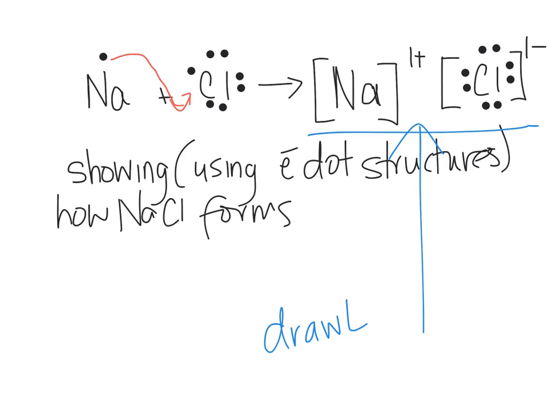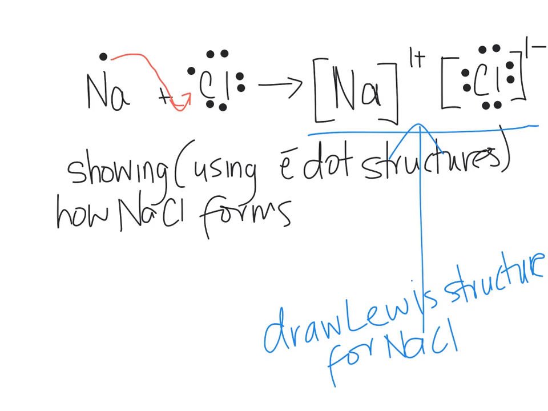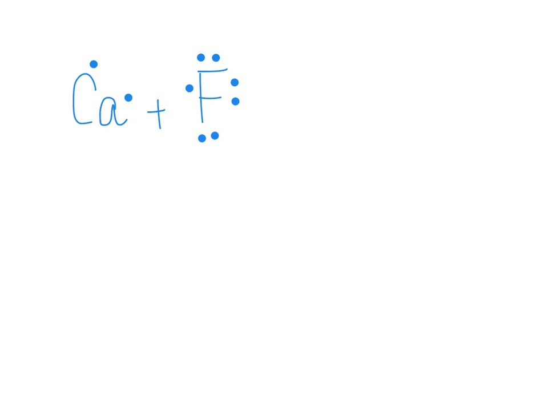Lewis. So if I say draw the Lewis structure, you're just going to draw the product part. If I say show, you're going to draw the whole thing. You're not going to keep any behind. You want to give up all your valence electrons.